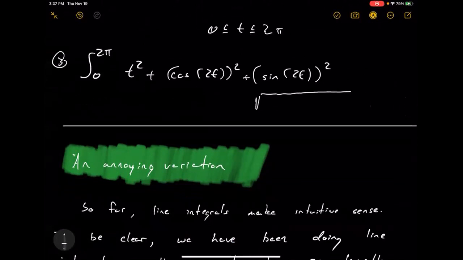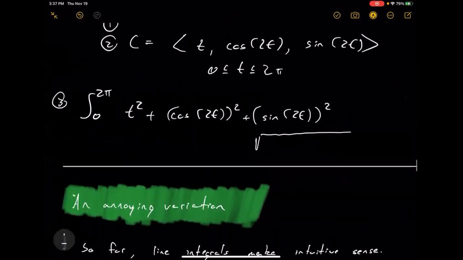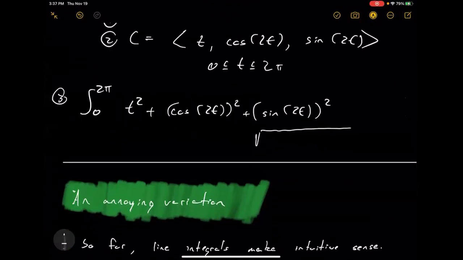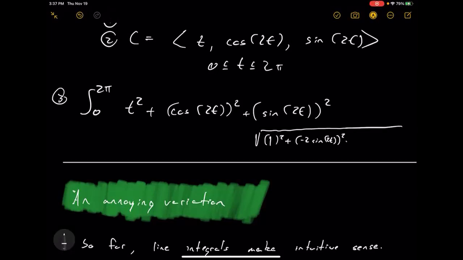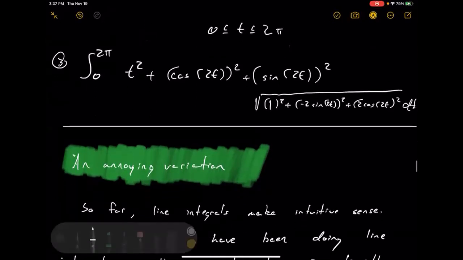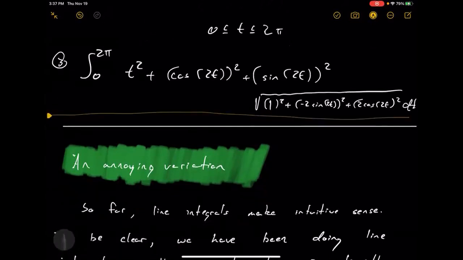ds becomes dx/dt squared, dy/dt squared, dz/dt squared. Well, what's dx/dt? dx/dt is 1, and then I square it. Okay. What is dy/dt? dy/dt is negative 2 sine of 2t, right? And then I square it. Okay, what's dz/dt squared? Well, dz/dt is 2 cosine 2t. I square it, then I have a dt. Okay, so let's simplify everything.